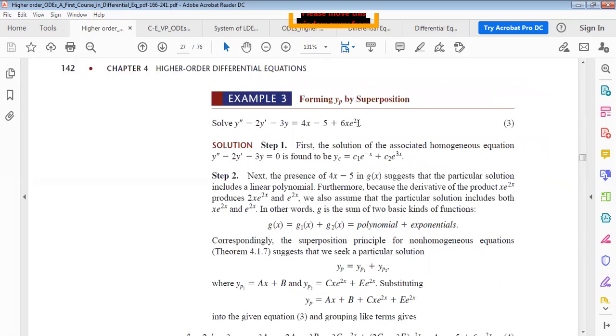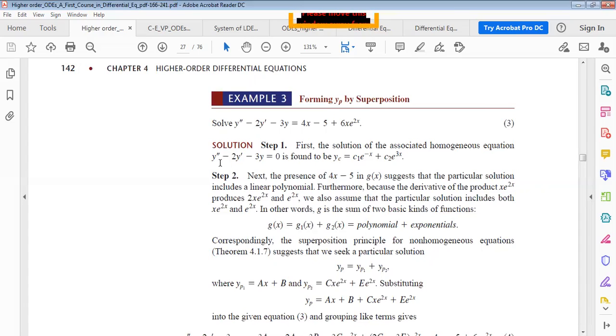This is the given second order differential equation. This is mixed with a polynomial function and an exponential function, remember it. The first step, find out the solution of the associated homogeneous equation. Right hand side will be 0, making it a homogeneous linear differential equation.